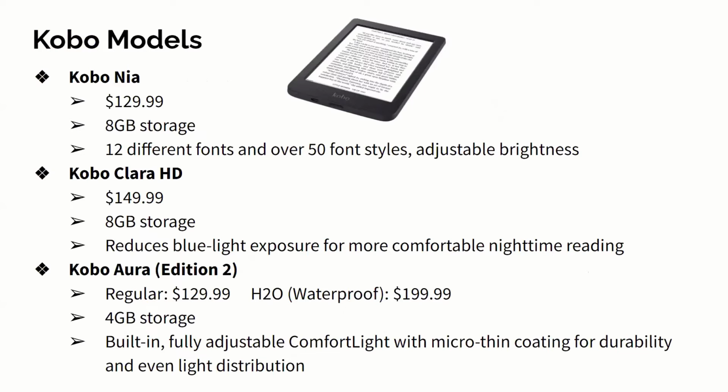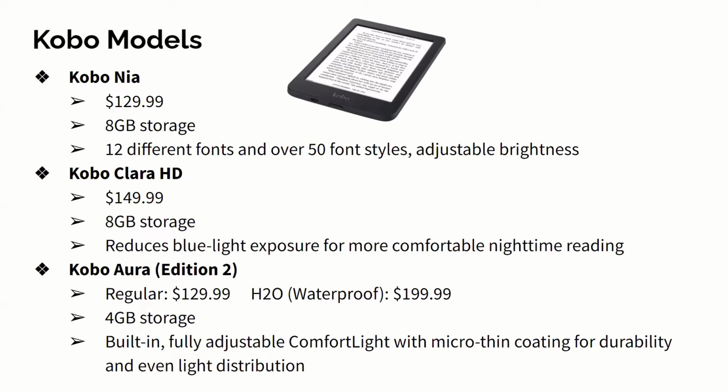Kobo Models. The first one is Kobo Nia. It's $129.99, 8 gigabytes of storage, and 12 different fonts and over 50 different font styles and adjustable brightness. Kobo Clara HD. It's $149.99, 8 gigabytes of storage, and reduces blue light exposure for more comfortable nighttime reading.